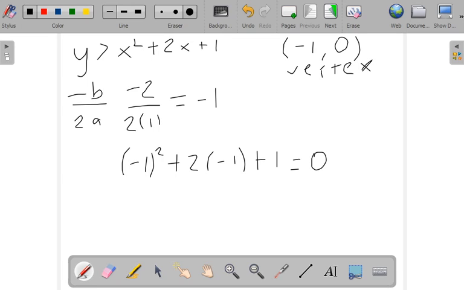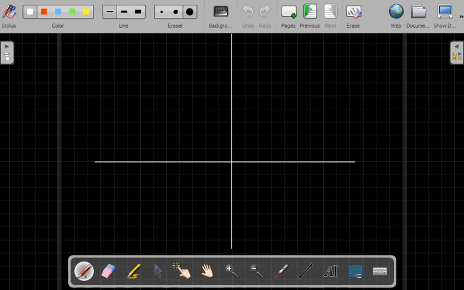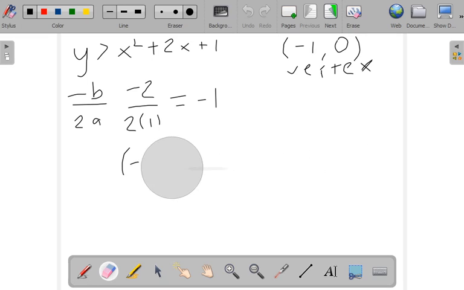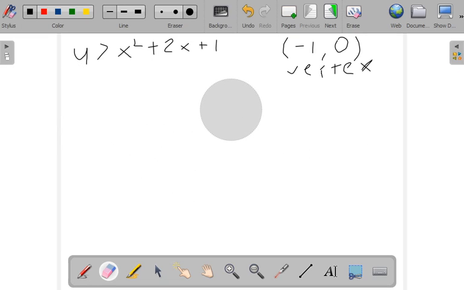Okay, so now we can graph that point. Here's our graph. We're going to go down negative 1 and up 0. So that point is right here. How do we get other points on our graph? We need to just substitute in other values of x, right? Now we will just substitute in different values for x and then find the y coordinate.